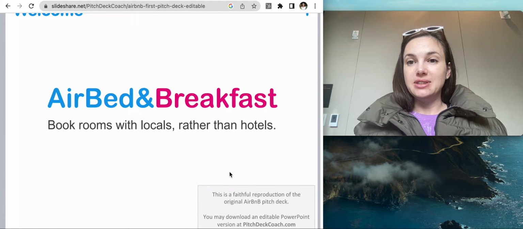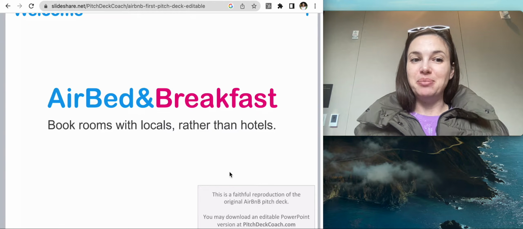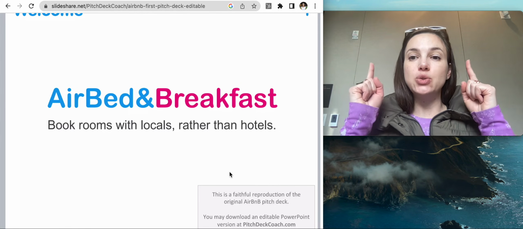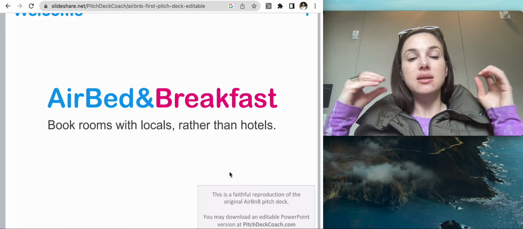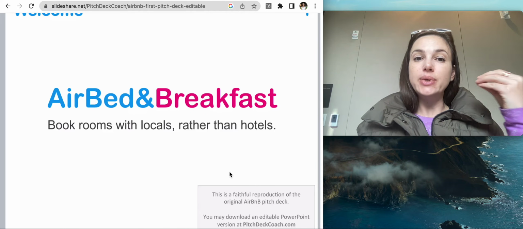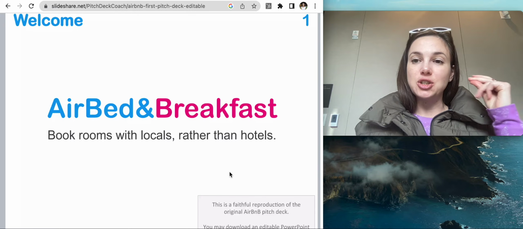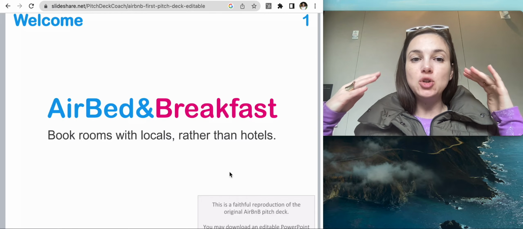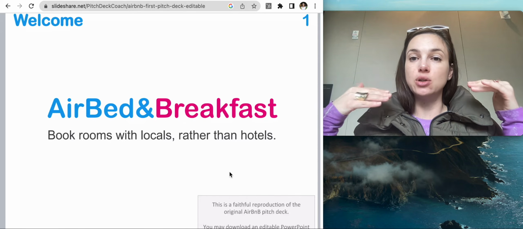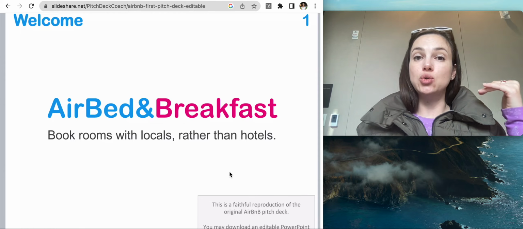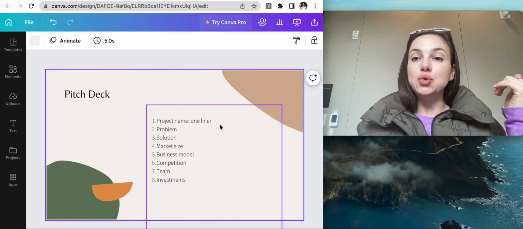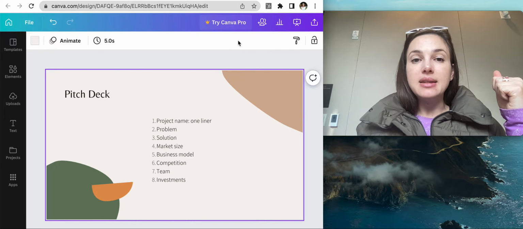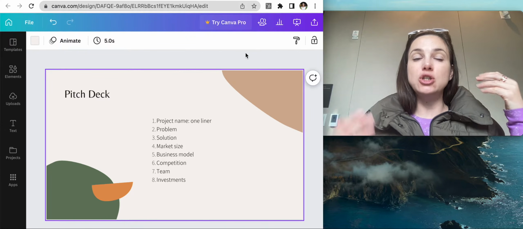Air, bed, and breakfast. That's the long name of Airbnb. Book rooms with locals rather than hotels. So there is one line that explains the idea. And reading this one line, your investor should understand the idea like that. It shouldn't be very complicated. Believe me, no one is gonna read it further if they don't understand from this one line what you are doing.